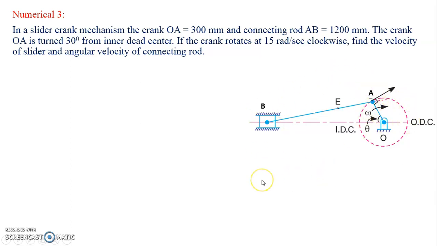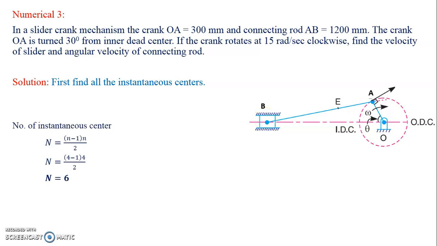Alright, so we'll first solve by identifying how many instantaneous centers there are. For that we should know how many links there are, isn't it? All that is fixed is known as link number 1. The crank is link number 2. The connecting rod AB is link number 3, and the piston or the slider is link number 4. So there are 4 links. When I substitute, we will get the number of instantaneous centers as 6.